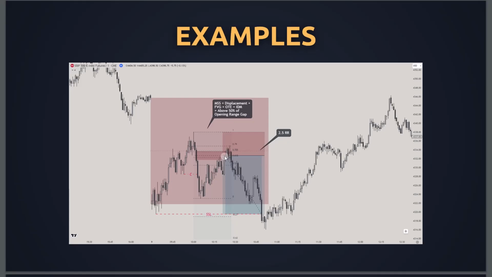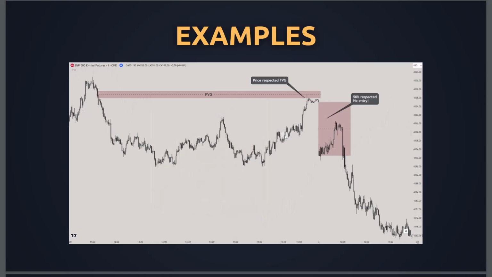Simply entering from the fair value gap, targeting what? The lowest low after the opening range gap. Opening range gap here. This is the low. Price started going up. Entry here. What is the lowest low after the opening range gap? This one. And this one was hit. This is a 2.5. This had a lot of confluences here. Market structure shift, displacement, fair value gap, OTE, as well as inducement. And also price was already above the 50% of the opening range gap, which is a high probability thing.